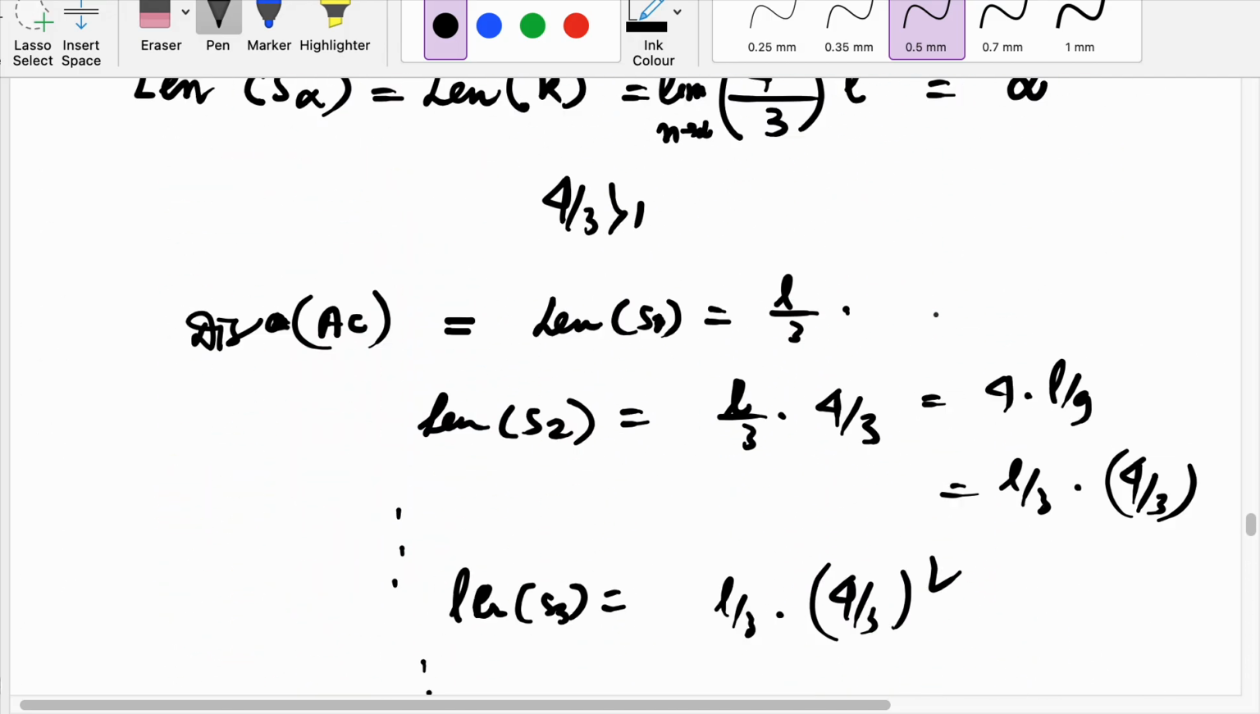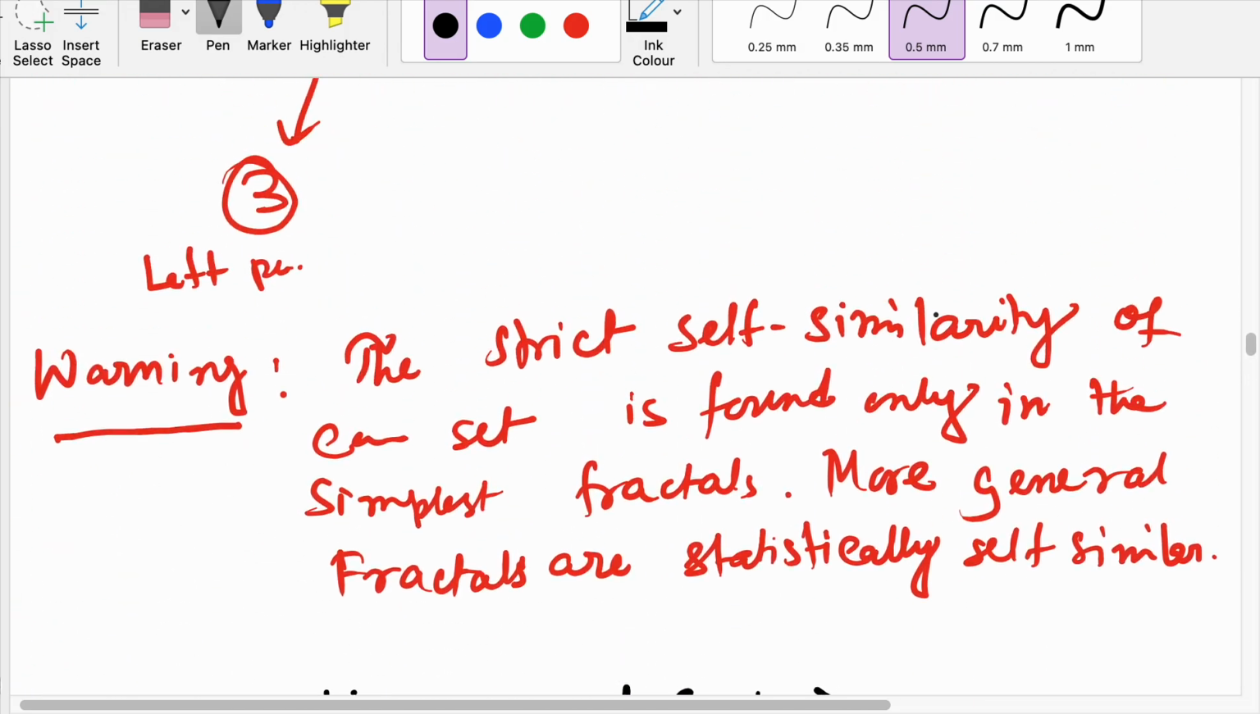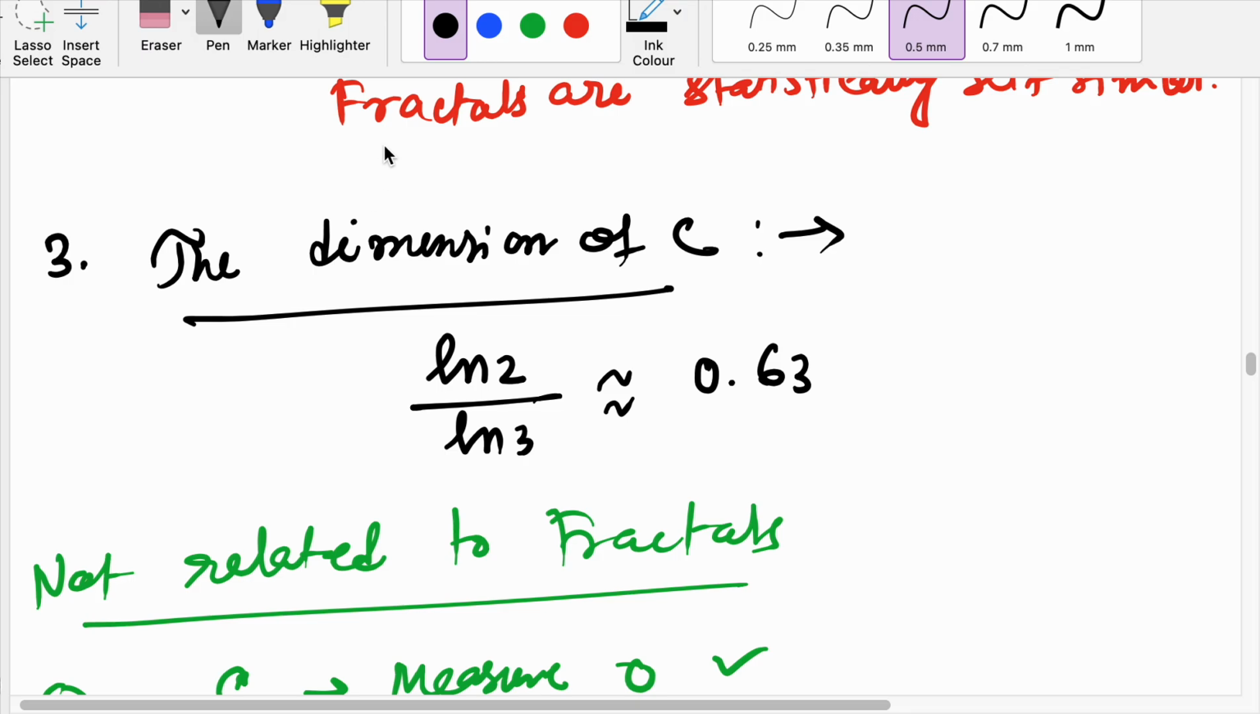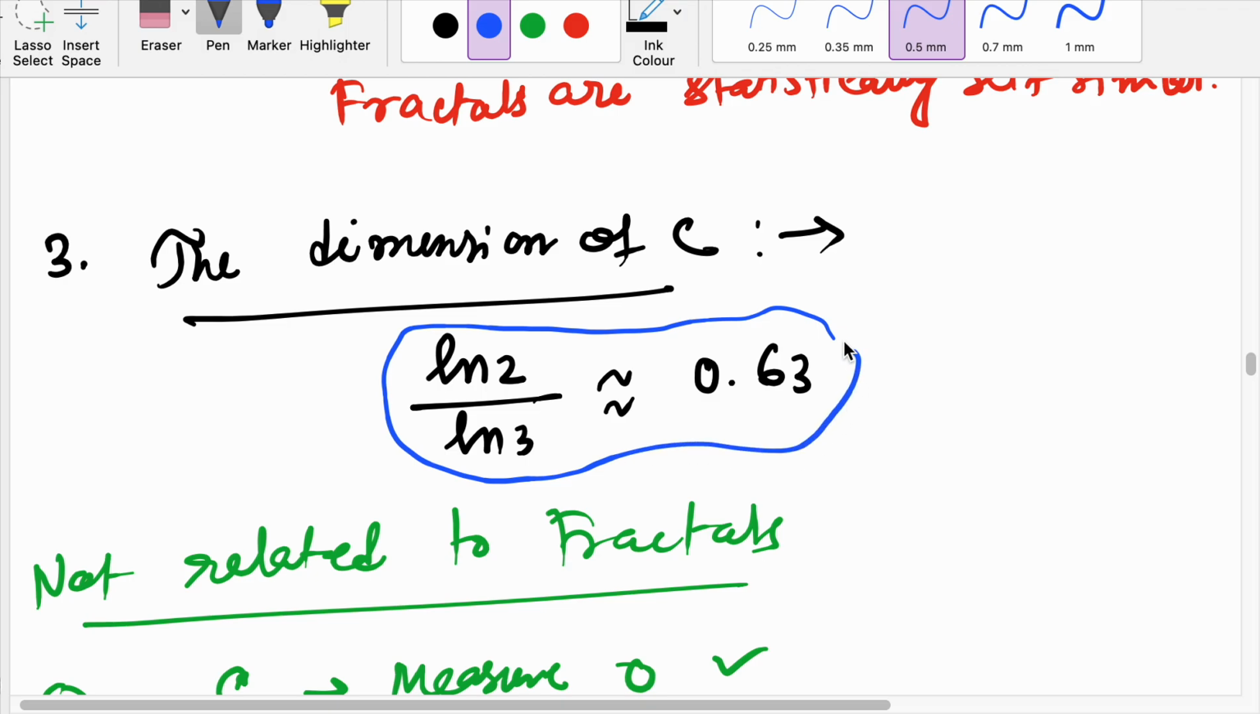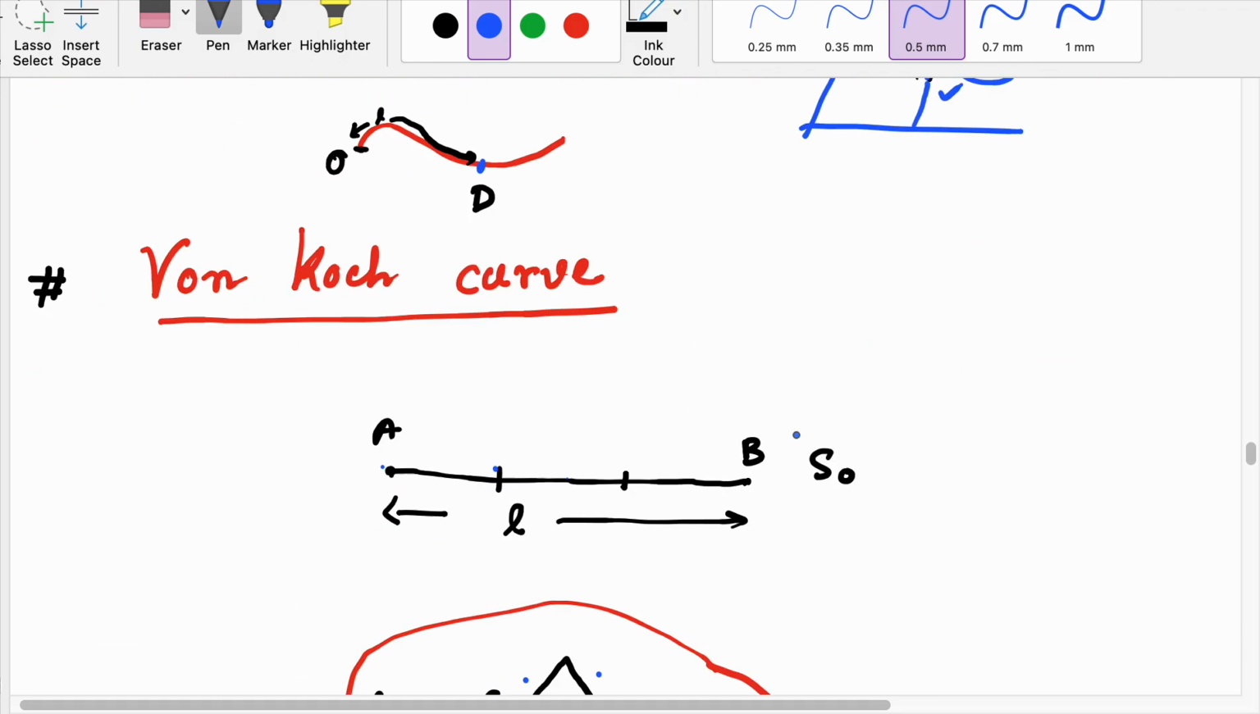Now if I go back to the definition of fractals, I have shown you that the dimension of this contour set is ln 2 by ln 3, that is actually fractal, 0.63.